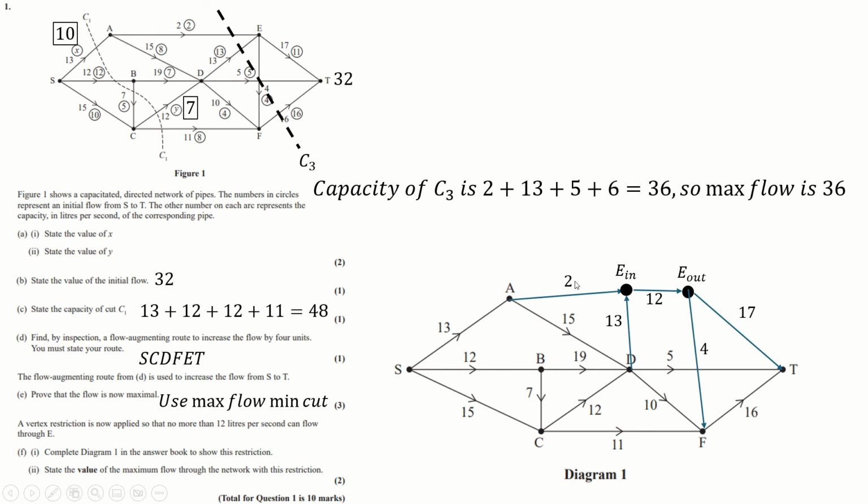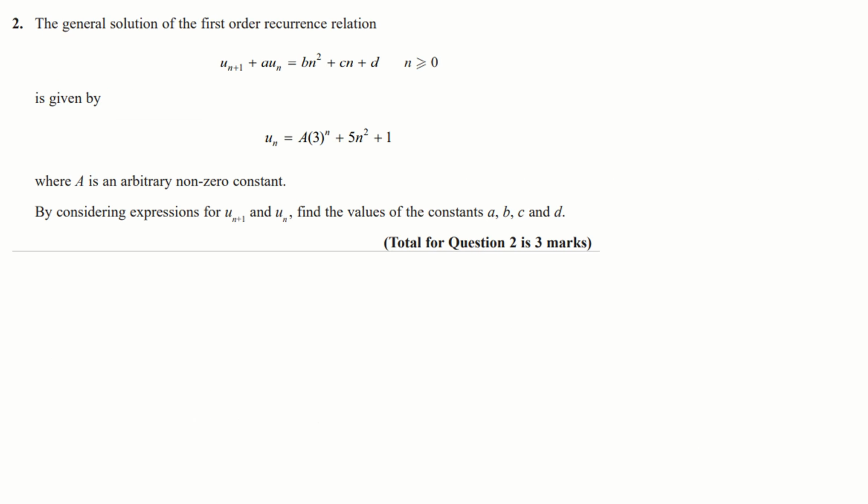Well, if you're lazy, you could just say that, noticing that 3 less are going through E now than before, just decrease this by 3 for 33. Or you could find this cut, 12 plus 5 plus 16 is also 33, I believe. So therefore, again, by min cut max flow, it must be 33.